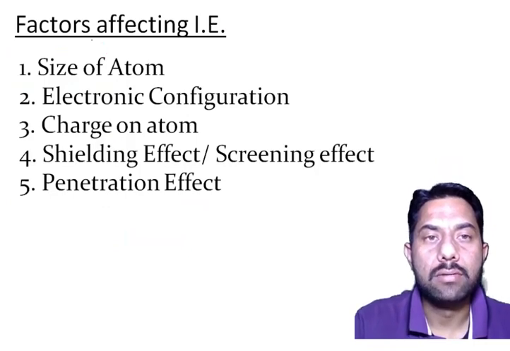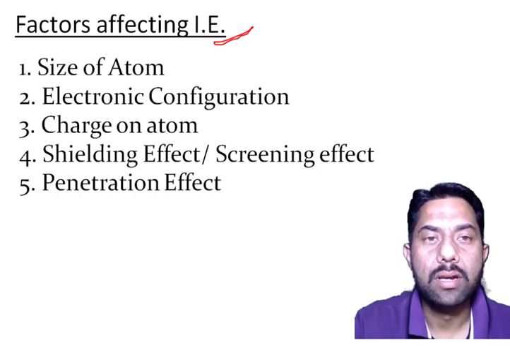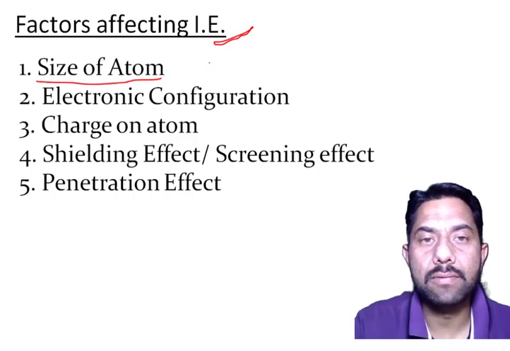Now towards the end, the factors affecting ionization enthalpy. We have discussed what ionization enthalpy is, how it varies in the period, and how it varies down the group. Now what are the various factors which can affect it? Although we have gone through each one of them, just a quick recapitulation. First one is the size of the atom. Can we conclude how ionization enthalpy will vary with size? Greater the size, smaller will be the ionization enthalpy.